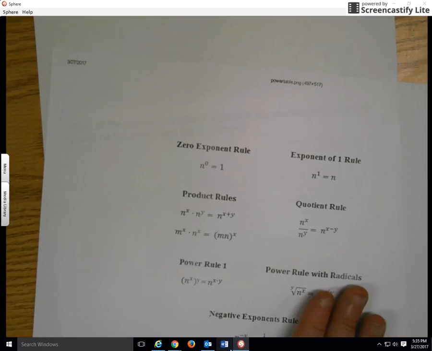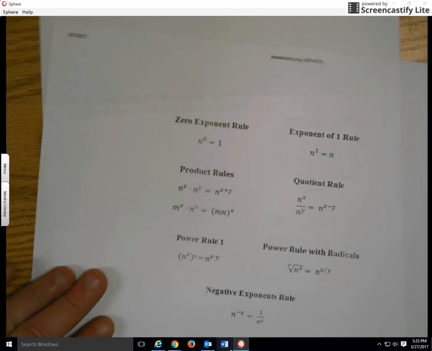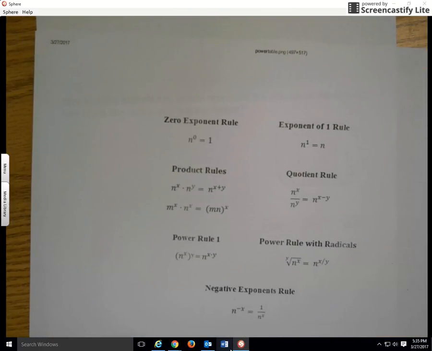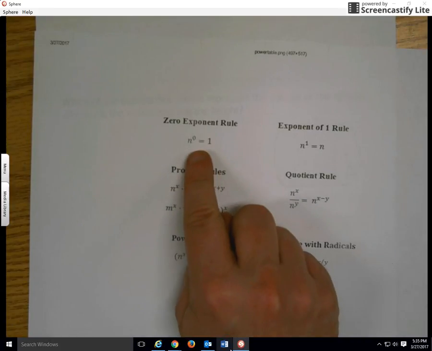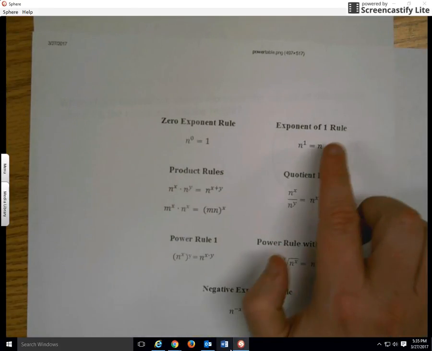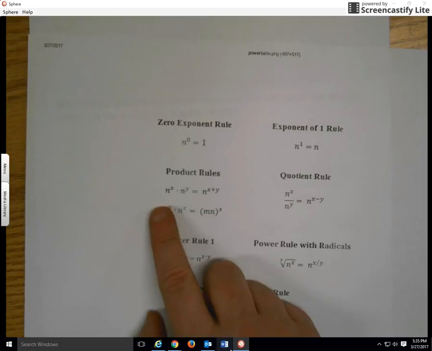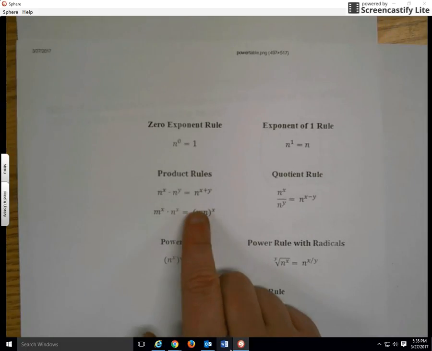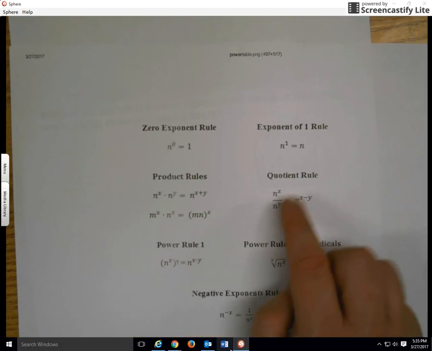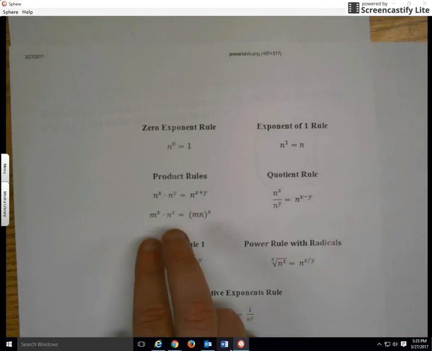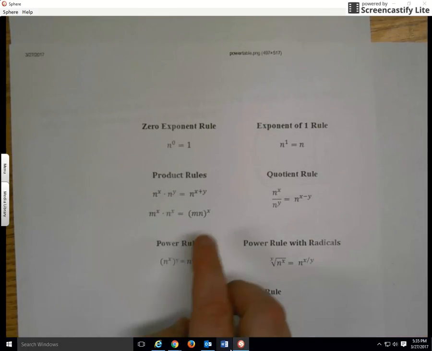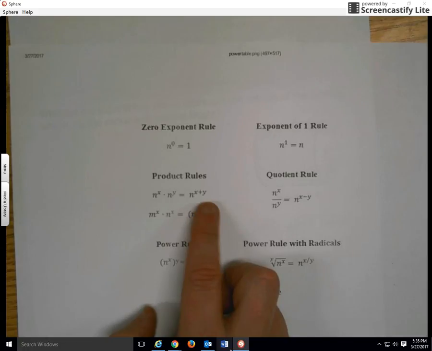Okay, so these are just some rules, again, summarizing the exponent rules. I like them. The zero exponent rule: anything to the 0 power equals 1. Anything to the first power equals itself. When you're multiplying and you have the same base, you just add the exponents. When you're dividing and you have the same base, the quotient rule, you just subtract. When you're multiplying, you can put them in, and it's almost like you're distributing, right?